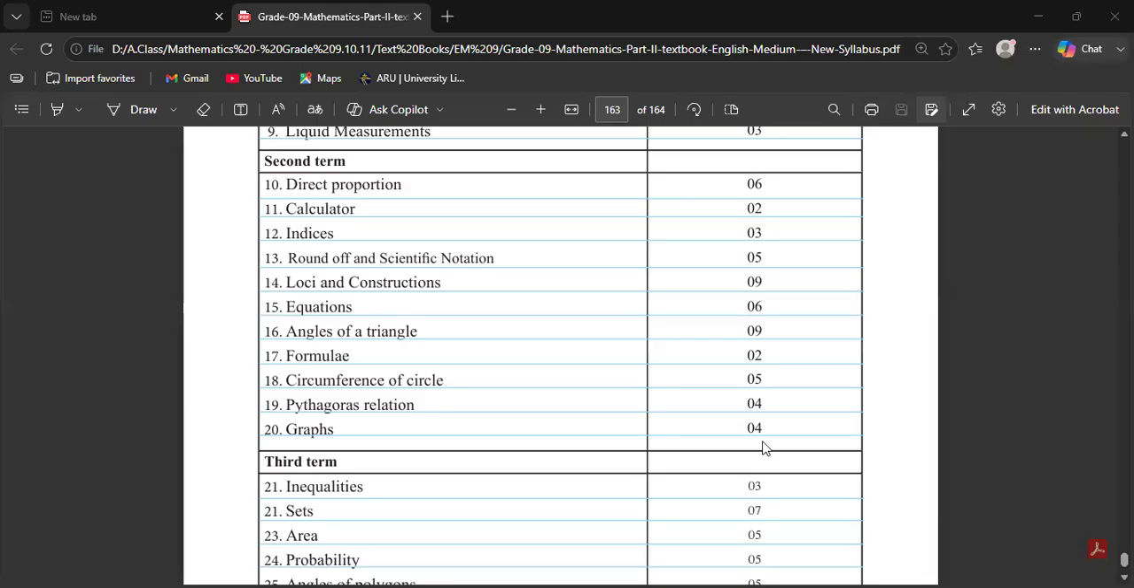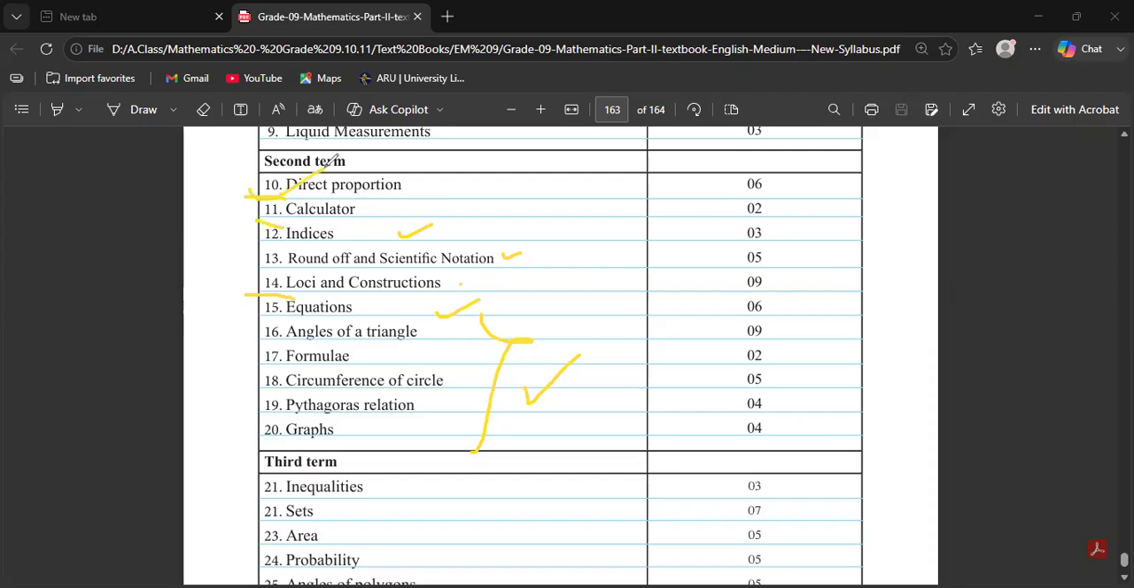Okay. So today our lesson is direct proportion. Last week we discussed it to some extent. Until now, we practiced indices, round off, scientific notation, and equations. These we have all completed. We only have to cover constructions, calculator, and direct proportion. So today we are going to cover direct proportion.